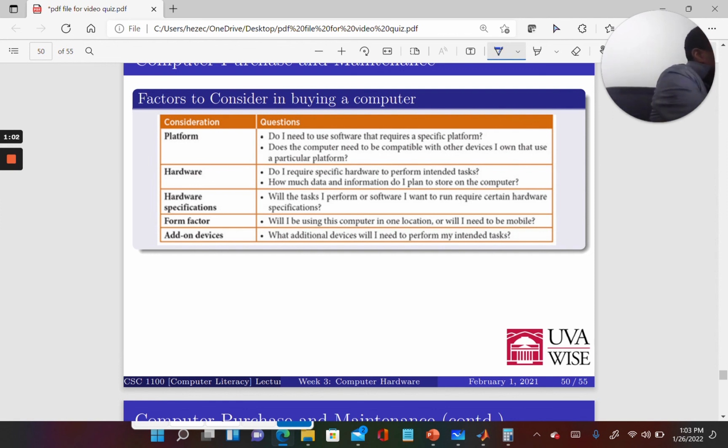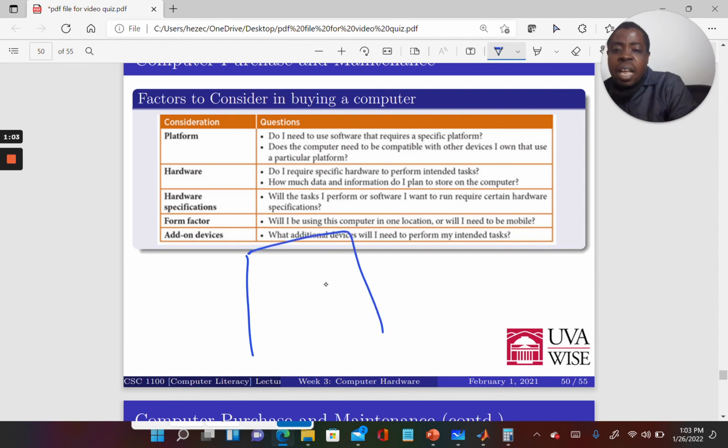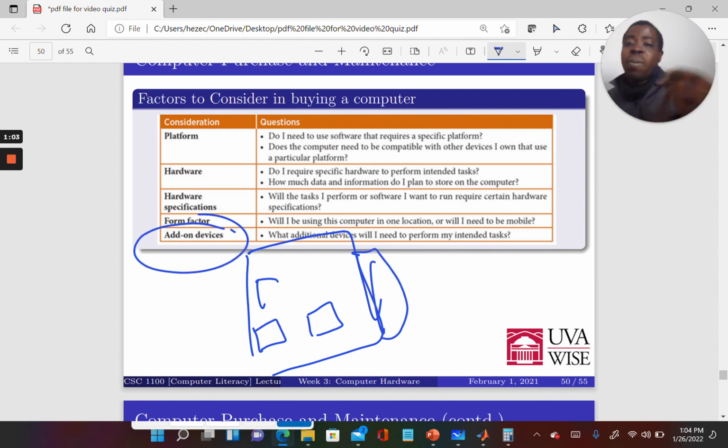Like, the form factors actually mean, for instance, if you are going on a plane, an iPad is better, right? You cannot carry a machine that is as big as this on a plane. That's not possible. So if you travel a lot, you just need a mobile device. Will you need additional devices to perform additional tasks? You might have to consider whether your PC has some expansion ports at the back for the additional devices that you might need. You might be playing games. You might need dedicated devices to be added to your PC for more functionalities. So you have to consider that when buying your PC.